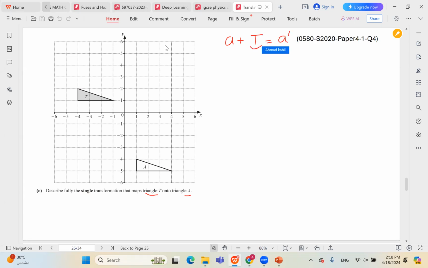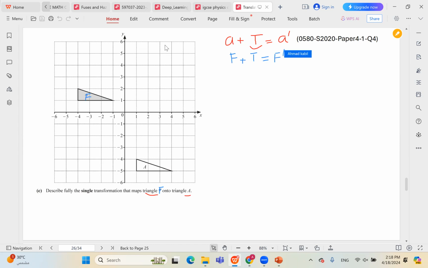Here, this is a bit confusing because the triangle itself is called T. So let's just change the name of the triangle here. Instead of T, for example, I'm just going to call it F or something so as not to be confused. So let's just call this here F for now. And the rule will become F plus T equals F dash.